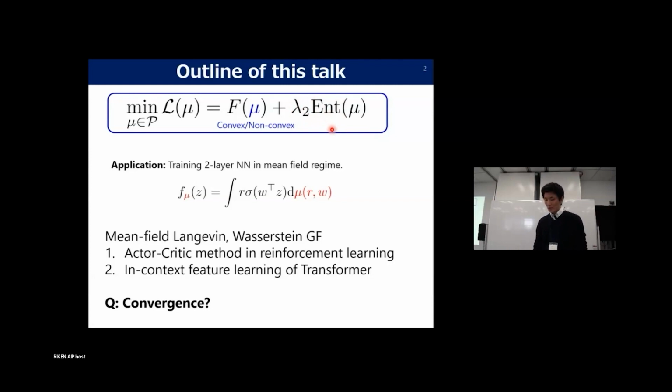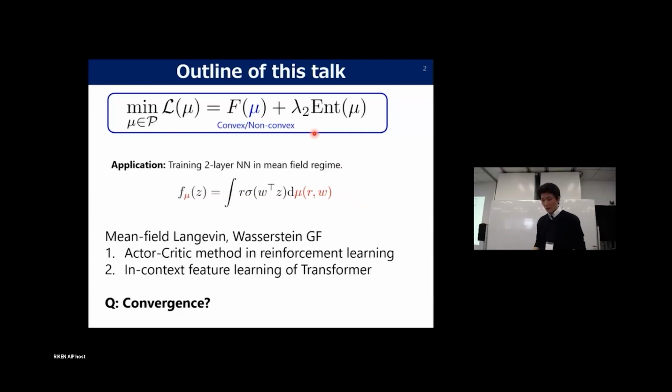This kind of problem appears when training a two-layer neural network in a mean-field regime. It is given like this. Here, F(μ) is a neural network given by this integral representation. Here σ is a nonlinear activation, R is a second layer parameter, and W is a first layer parameter. We take the expectation with respect to the parameters R and W. So μ is a distribution over the parameters of each neuron. By optimizing the distribution μ, you can fit the two-layer neural network to data. This kind of problem can be reduced to this general optimization framework.